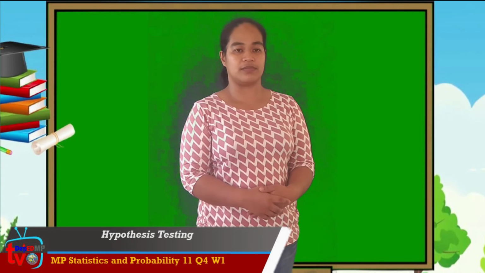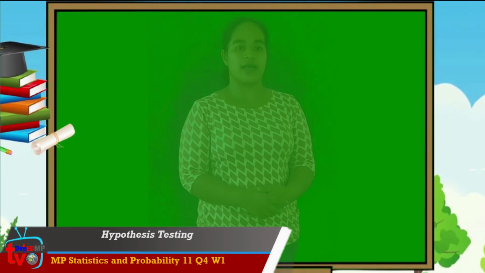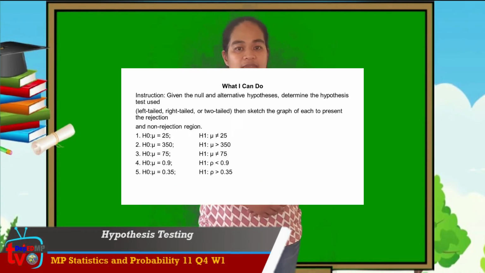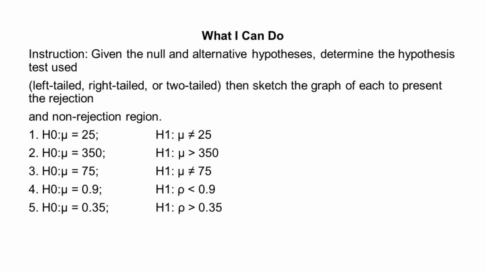Good work! Continue answering Activity 4 on page 12. Given the null and alternative hypothesis, determine the hypothesis test used. Then, sketch the graph of each to present the rejection and non-rejection region.